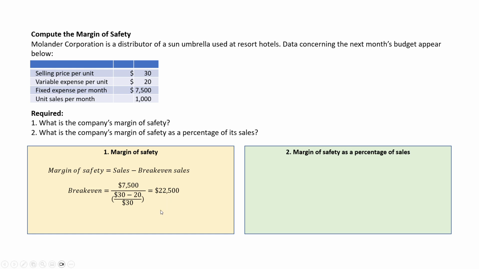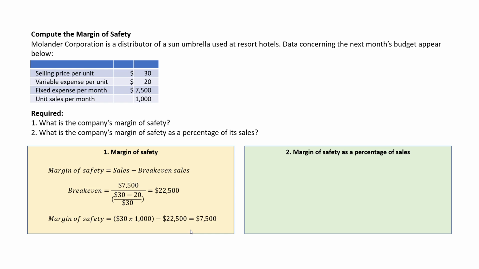Now jump back to margin of safety. We want to take our current or budgeted sales level. They don't tell us that directly, but recall we were given our budgeted unit sales per month of 1,000, times our selling price of $30. That would be sales of $30,000 minus our break-even point we just calculated of $22,500, which gives us a margin of safety of $7,500.